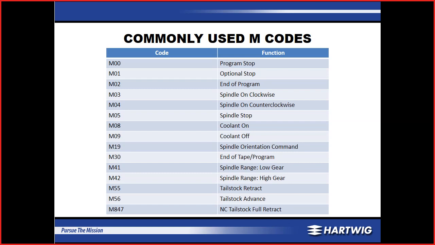If you have an NC tailstock, a full programmable NC tailstock, M847 will rapid the tailstock to the limit of the W axis so that you can load a new part, and then using M55 we can bring that tailstock back to the retract point we want to approach the part from.